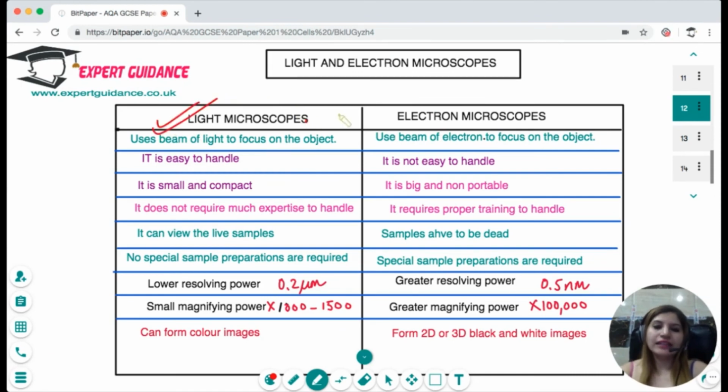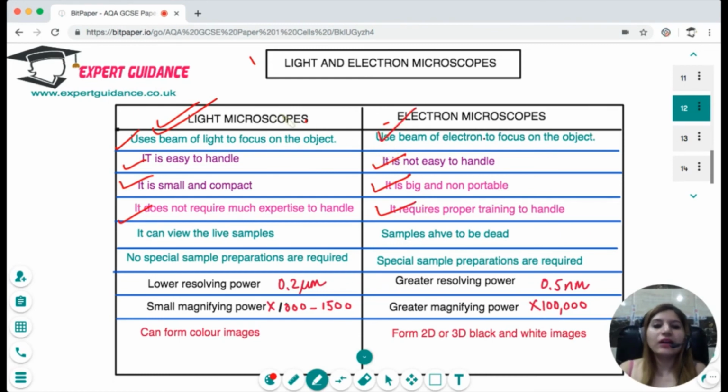Okay, so now there are two types of microscope. First, we had the light microscopes. These are the microscopes which you see in your school laboratory. They are easy to handle, small and compact, do not require much expertise to handle, and they just have either a mirror at the bottom or a bulb, as it uses a beam of light to focus on the object. Whereas the electron microscope is not easy to handle, it is big and non-portable, requires proper training, and it uses a beam of electrons to focus on the object.